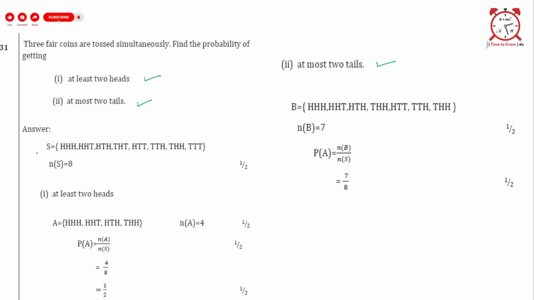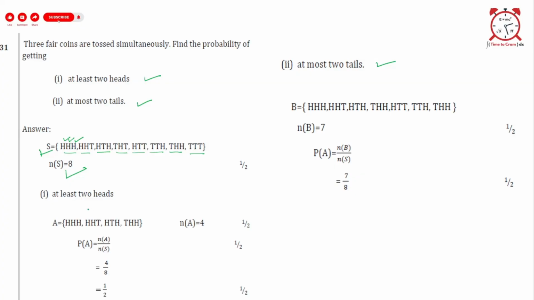So first of all, we will find the sample space because there are 3 fair coins. So HHH, HHT, HTH, THT, HTT, TTH, THH, TTT. Suppose the first coin shows head, the second coin also head, and the third coin also head; the result may change. So in that way we will get 8 options, meaning the total number of outcomes in the sample space is 8.